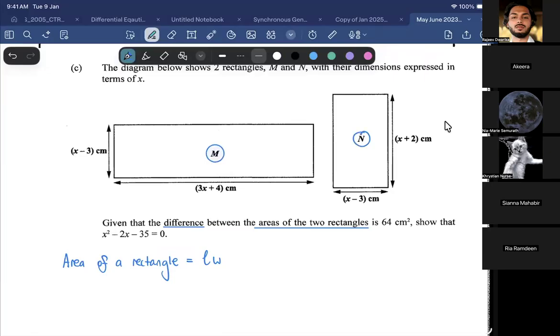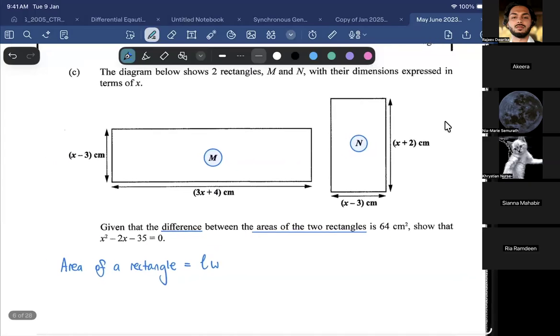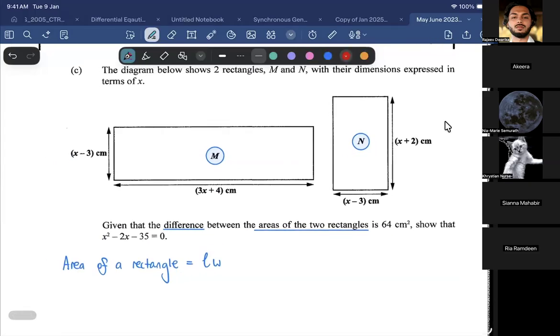And according to the question, they're saying that the difference between the areas is what? 64 centimeters squared. All right, so with that information, we could form an equation. That's very important. So, Christian, if I take away the area of N from M, what am I supposed to get according to the question? Zero, sir. Nah. Read back the question.